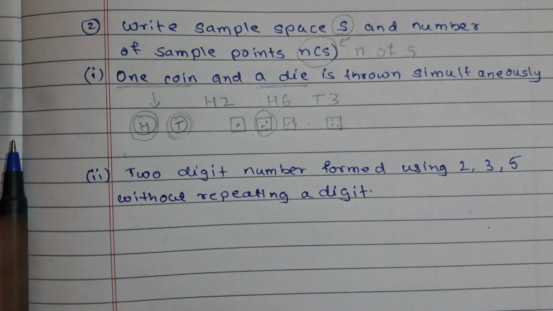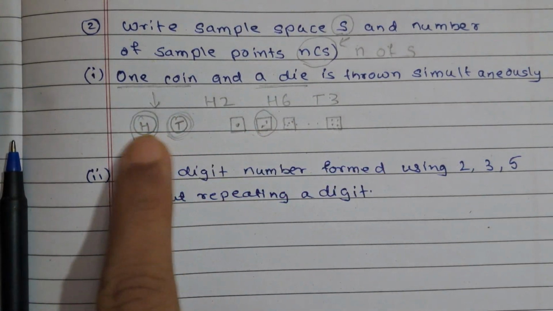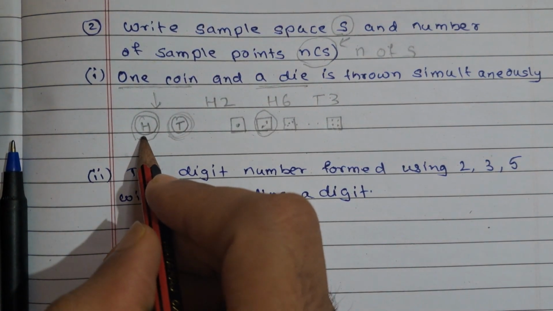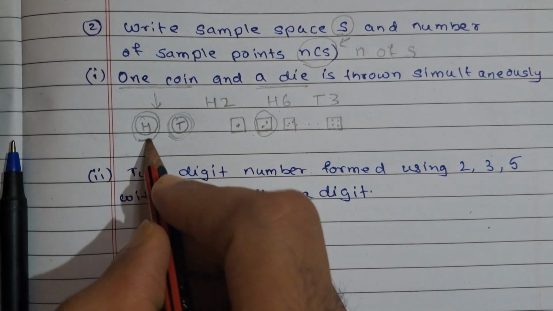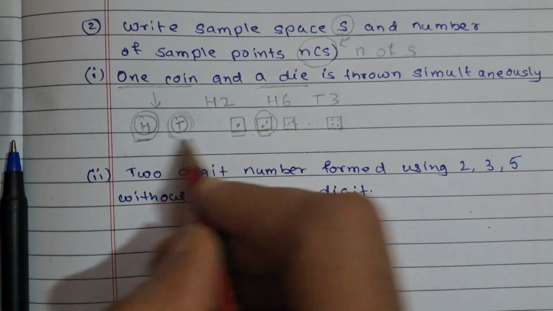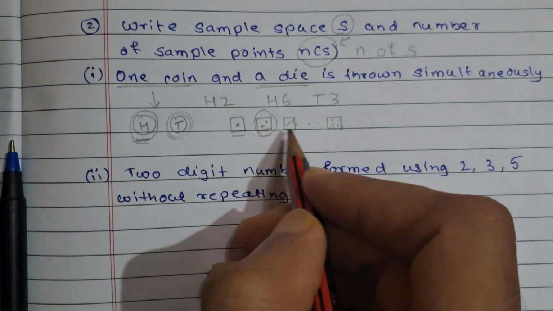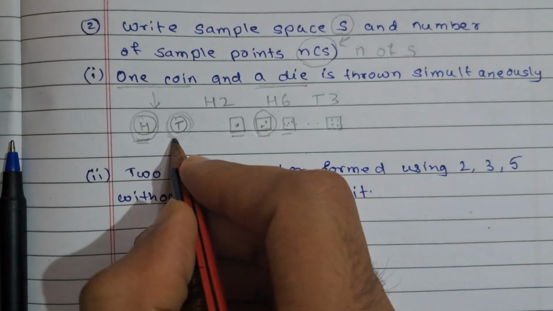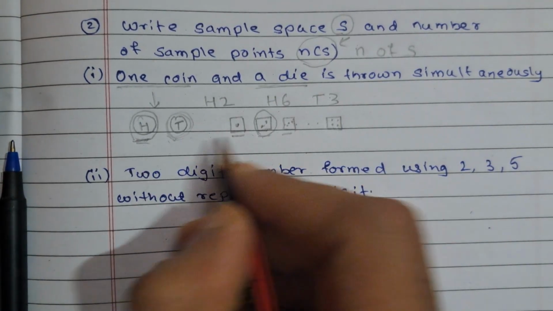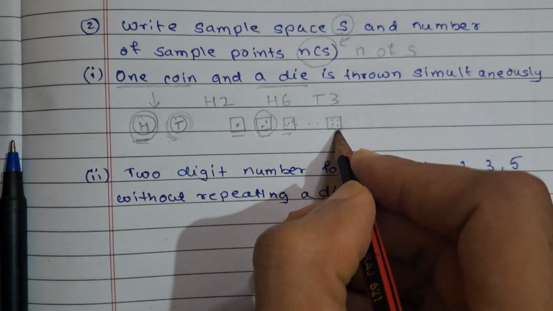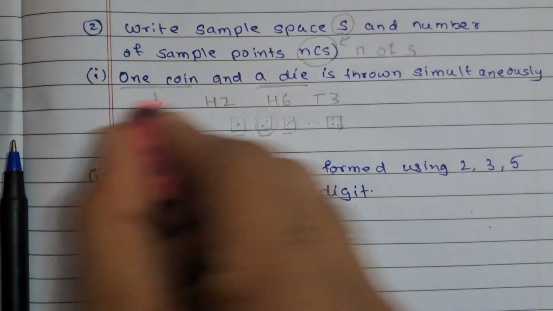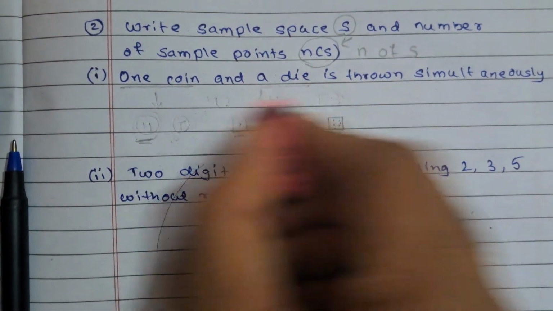So what I need to do is write all the possible combinations in this experiment. The easiest pattern will be, first of all, I will list down all the values with heads: heads with 1, heads with 2, heads and 3, heads and 4, up to heads with 6. Then I will repeat the same thing with tails: tail with 1, tail with 2, tail with 3, up to tail with 6. That means I will not miss out anything. Okay, so let me write it in a proper way over here.